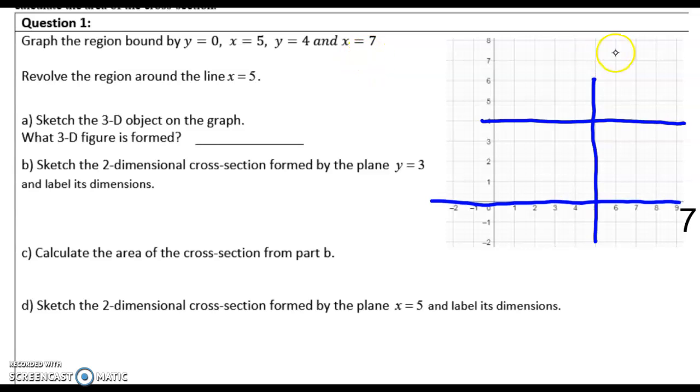And then x equals 7 is going to be right here. So we have created a quadrilateral with those intersections. So let's get rid of what we don't need, because the shape that we created is actually the shape that we are going to rotate.